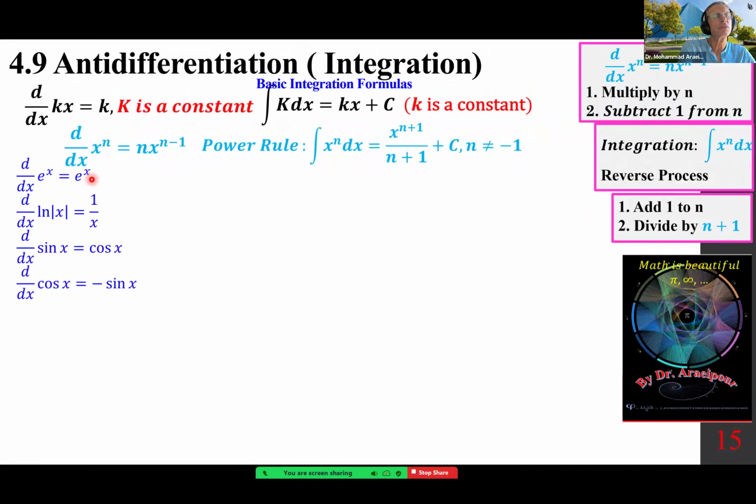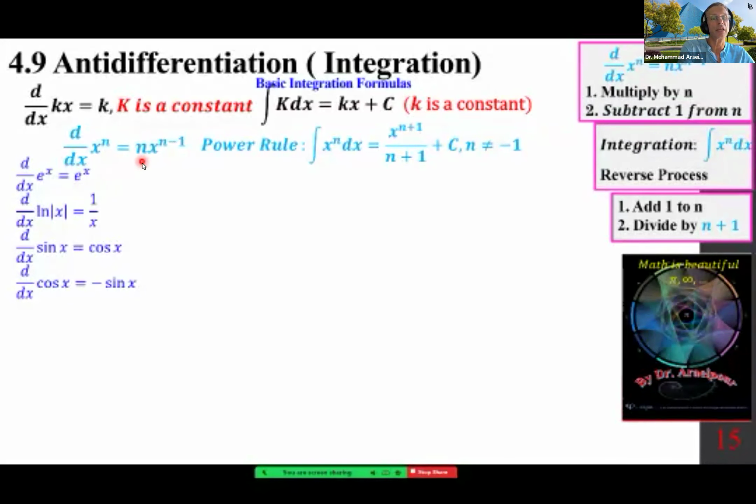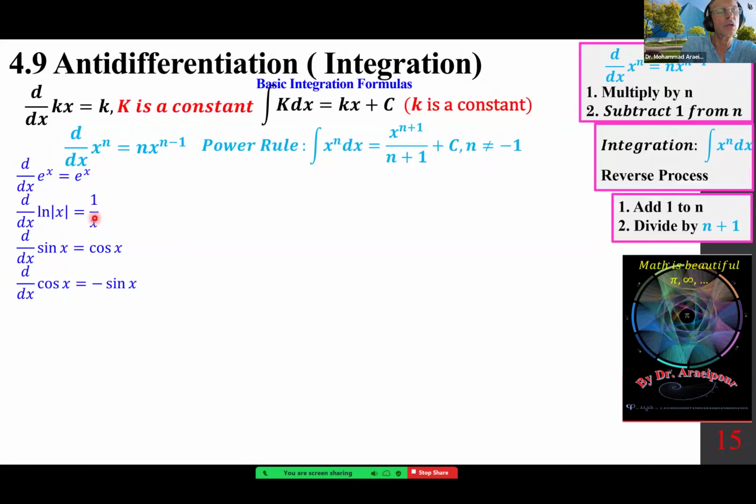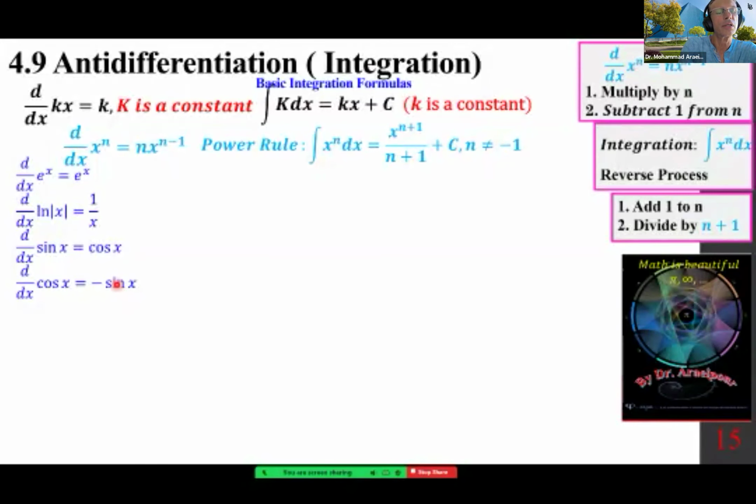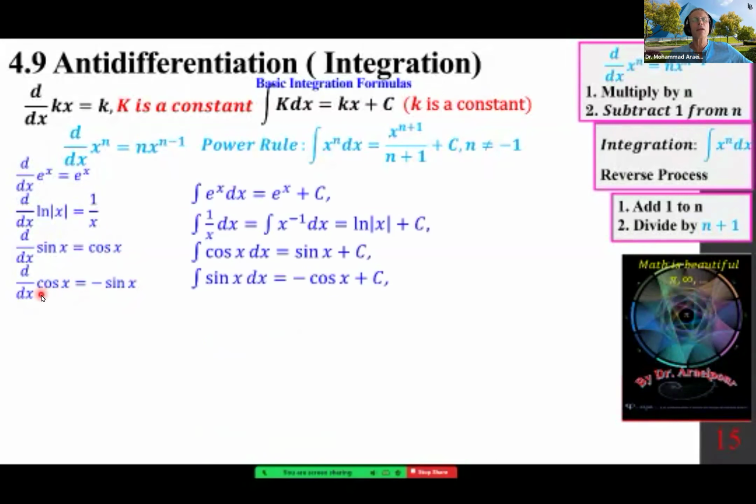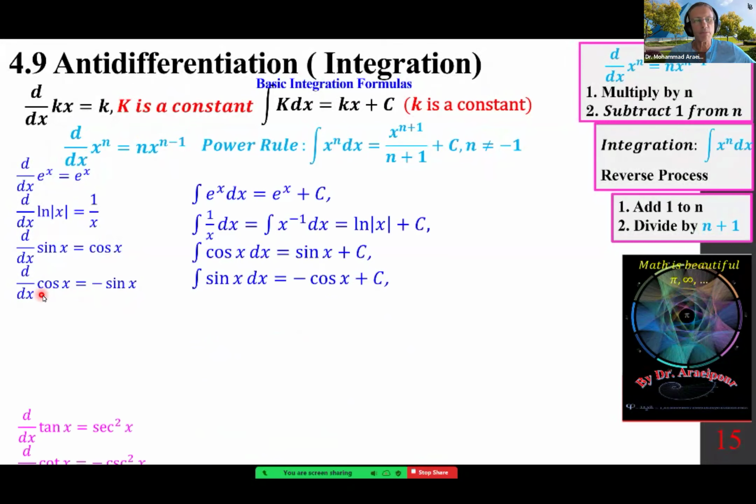When we look at the derivative of e to the power of x is e to the power of x, then the integral of e to the power of x dx must be e to the power of x and a constant. The integral of 1 over x must be ln x and a constant. The integral of cosine must be sine and a constant. The integral of negative sine is cosine x and a constant. So the integral of sine is minus cosine and a constant. So it's the reverse process.